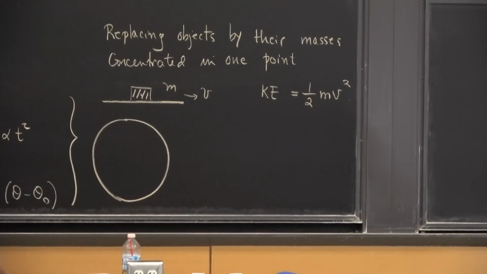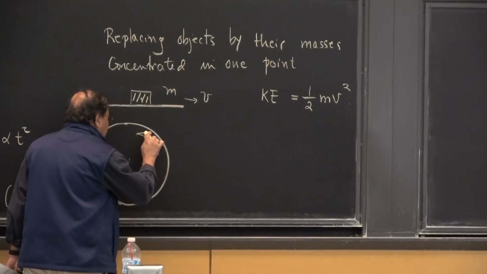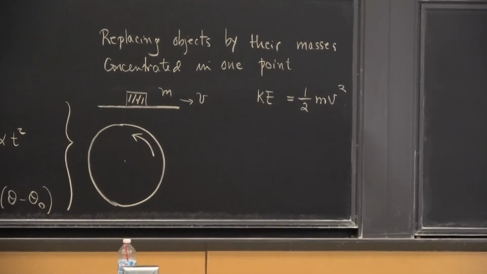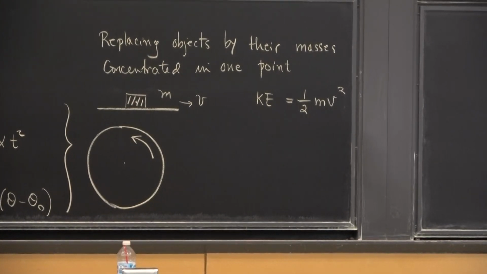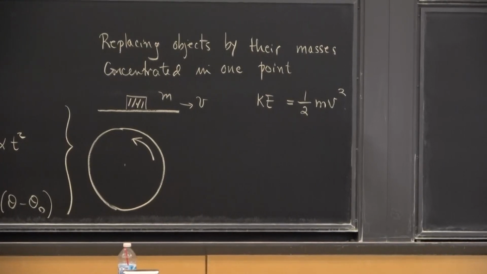Okay? Our wheel is turning. So what would be its kinetic energy? Clearly it will have kinetic energy because if you look at a turning wheel, it's easy to see that it possesses energy just because things are going around. It should have energy. So what is its energy?